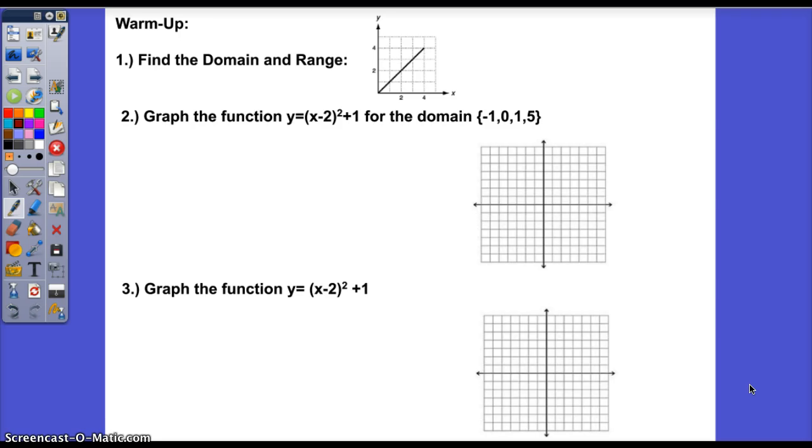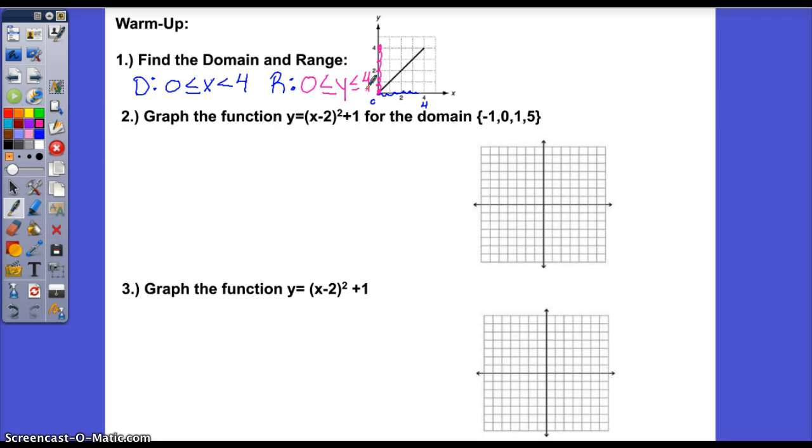Now that you've done the warm-up, you know that number 1 is a continuous graph. Because it is a continuous graph, your domain is on your x-axis. It goes all the way from 0 to 4 and covers everything in between. So it's 0 is less than or equal to x is less than or equal to 4. Your range is your y-axis. It goes everywhere from 0 up to 4 on your y-axis. So 0 is less than or equal to y, which is less than or equal to 4.